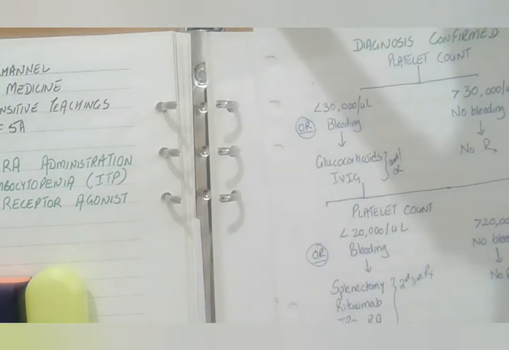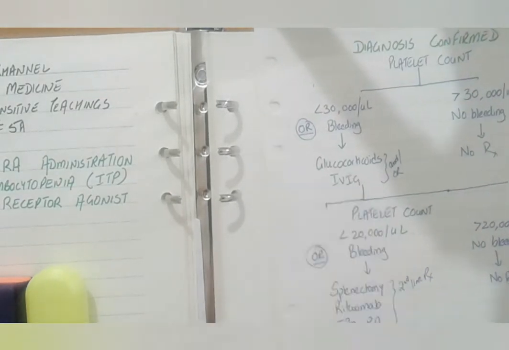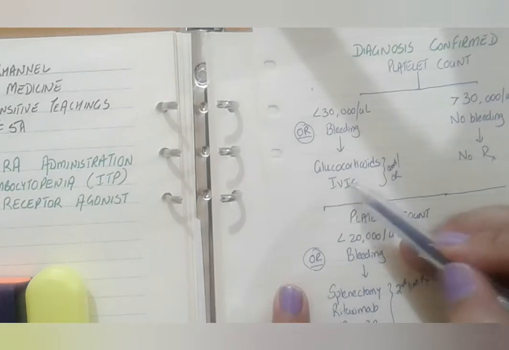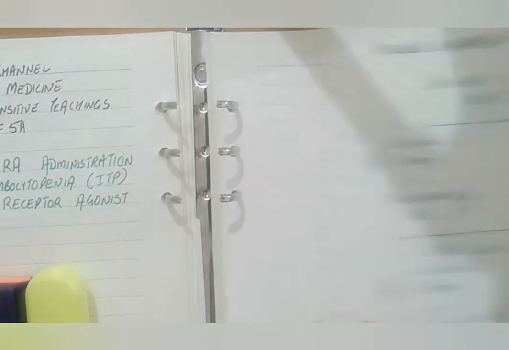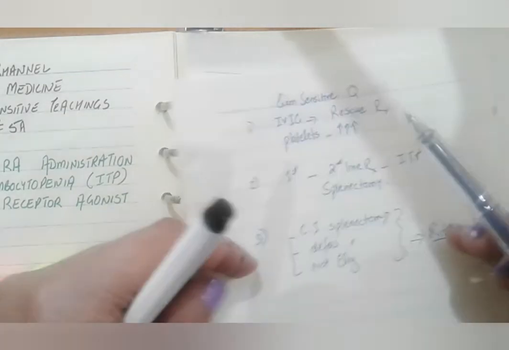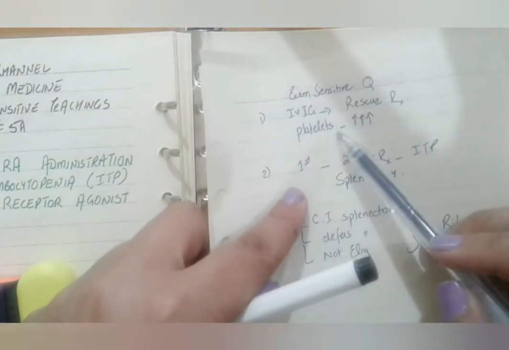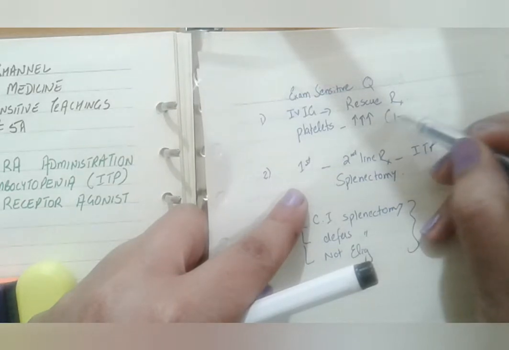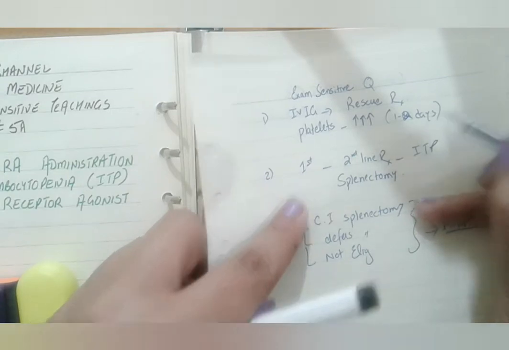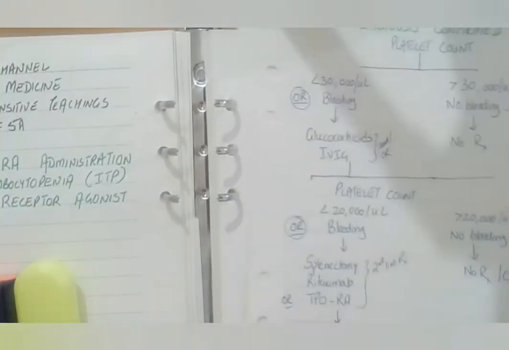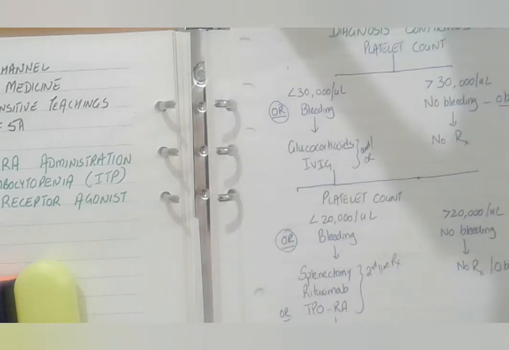Let me tell you a very important point about IVIG: it's also known as a rescue therapy. Why? Because it abruptly raises the platelet counts. It takes no more than 1 to 2 days. Okay, this is an exam sensitive question. IVIG is a rescue therapy.